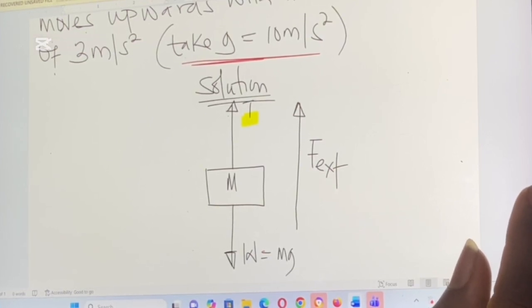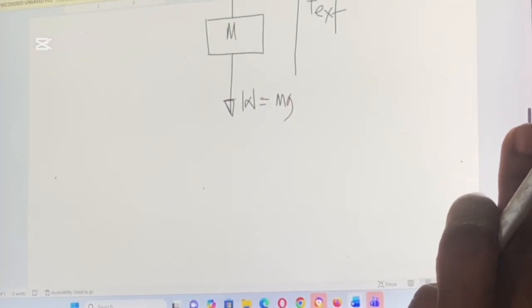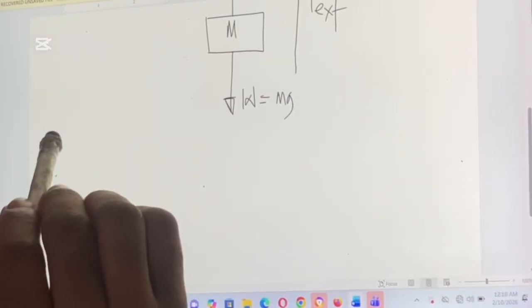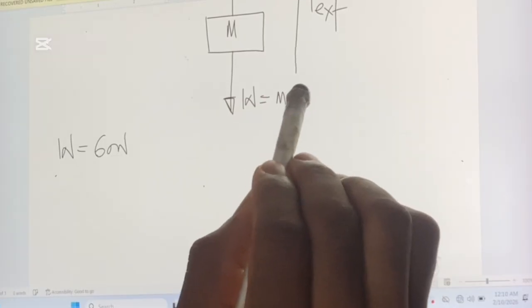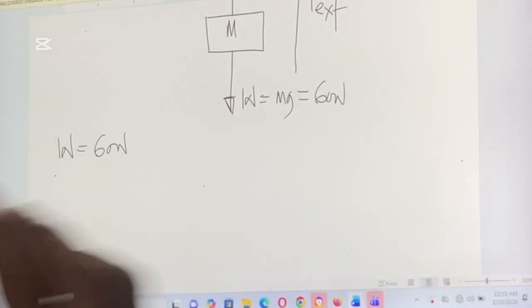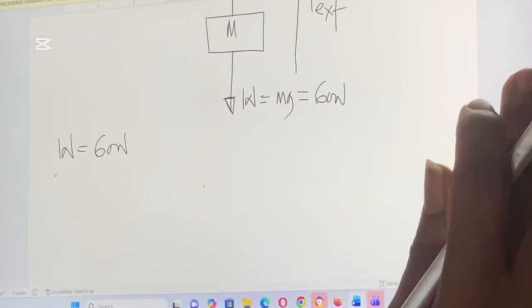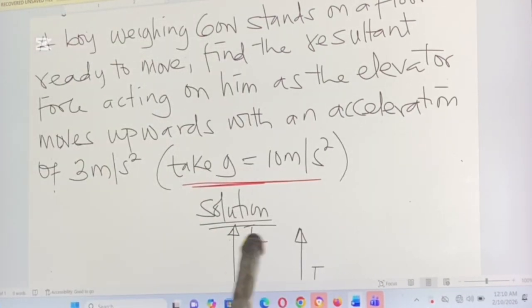Now let's find the weight from the given expression. They said a boy weighing 60 newtons. So that means the weight is already given to us, that is 60 newtons. The boy stands on a floor ready to move. Find the resultant force acting on him. That is the force acting on the guy, that is this tension acting on him.